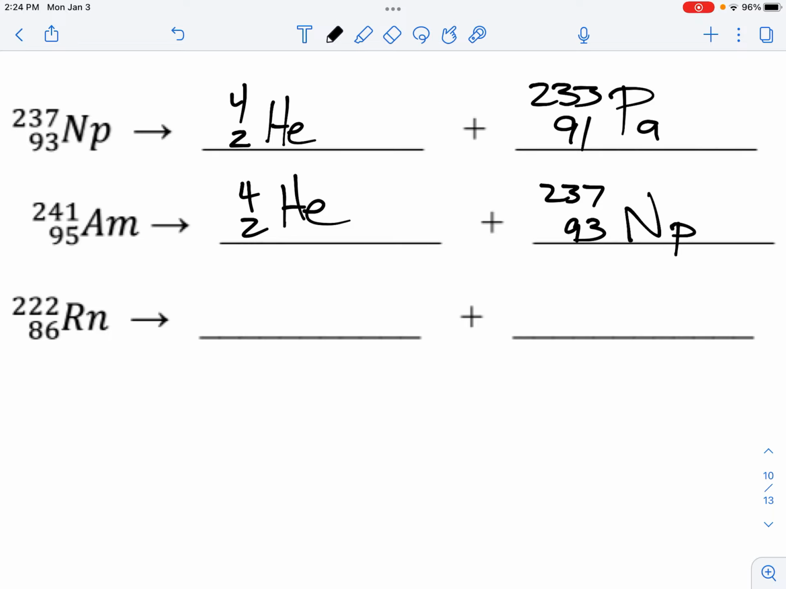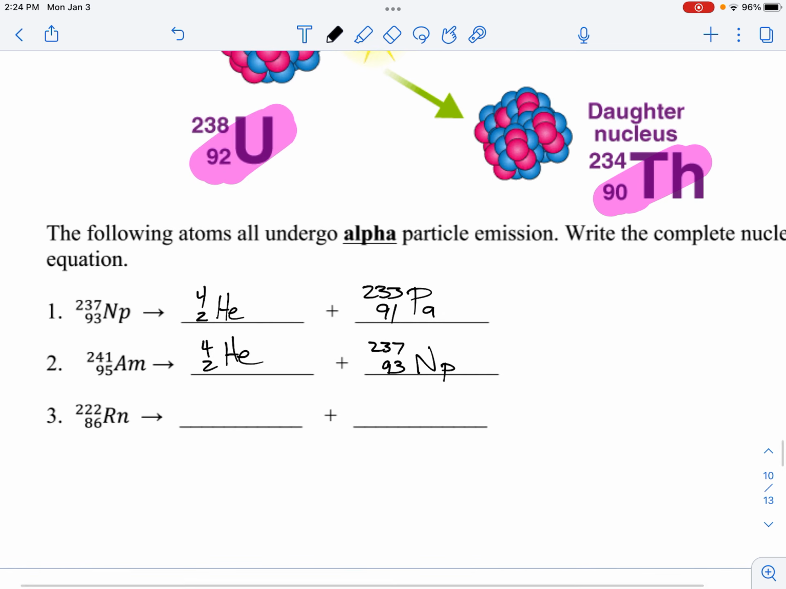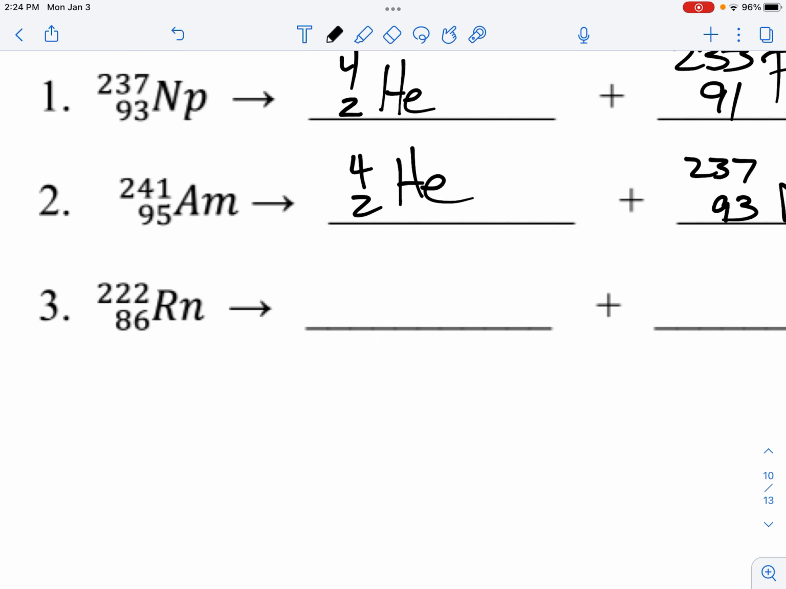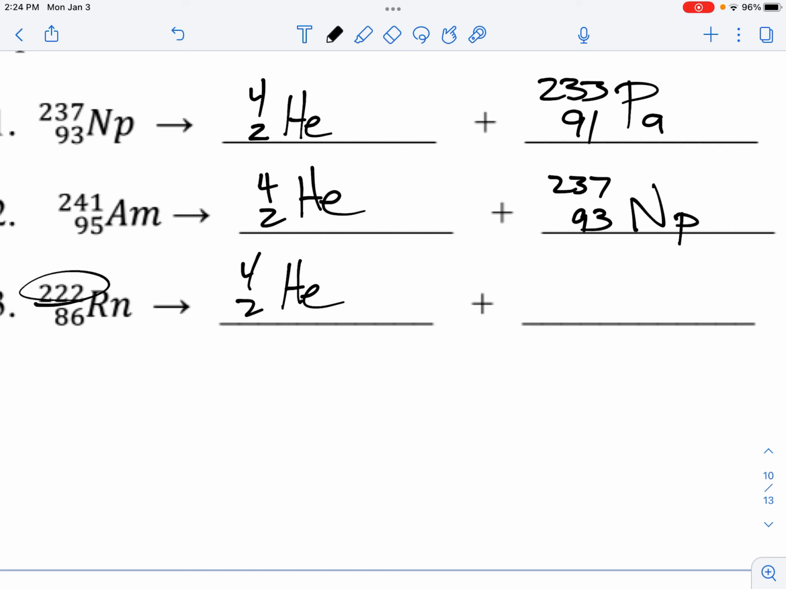All right, what if I have some radon here? Some radon 222, and it undergoes an alpha decay, because again, we're going to undergo alpha particle emission. So if that's the case, I'm going to do 4, 2 with He, and then all I have to do is make sure that my top numbers match. So I need some number here that's going to go with 4 to give me 222, so obviously I'm going to need 218 up top, because the 218 and the 4 go together to give me the 222. Just make sure everything on the top matches mathematically.